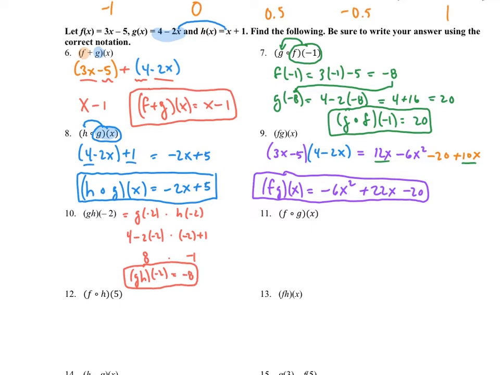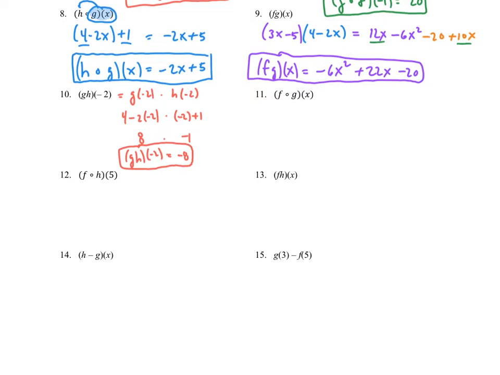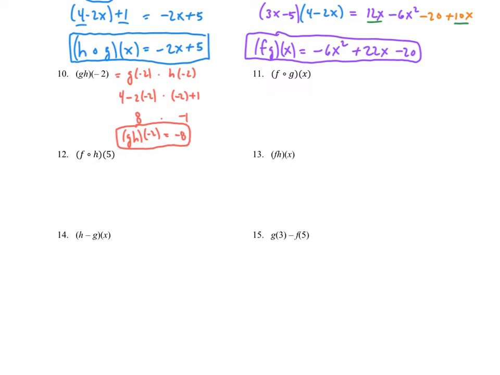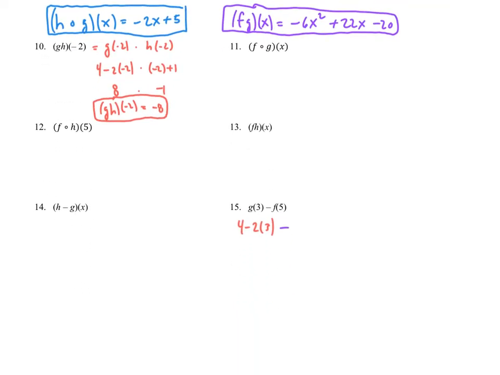Pretty similar type process for doing a problem like number 15, where it says g of 3 minus f of 5. So g of 3, 4 minus 2x. So 4 minus 2 times 3 minus an f of 5, 3x minus 5. So that's 3 times 5 minus 5. Kind of put these in parentheses. Do that first. So 4 minus 6 is negative 2.